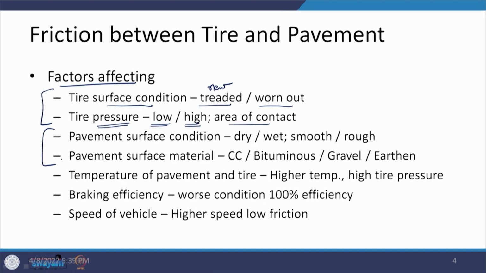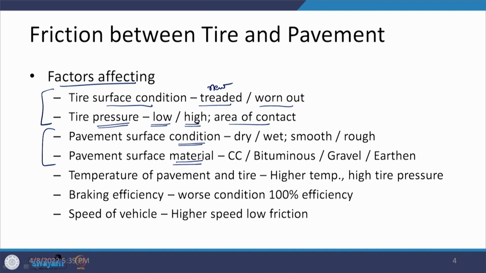The other two factors which have been listed here are related with the surface of the pavement, and the surface of the pavement has been talked about in two forms. One is what type of condition the pavement is in, and another is what type of material is being used to construct that surface.